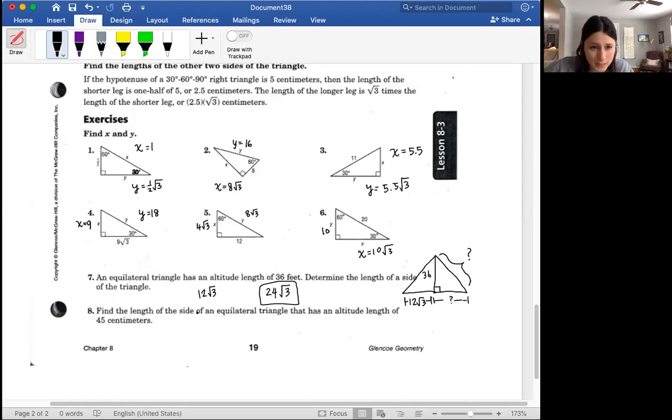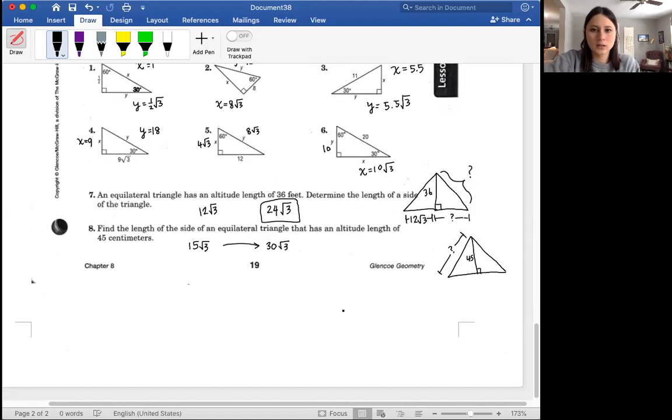All right, number 8. Find the length of a side of an equilateral triangle that has an altitude length of 45 centimeters. Okay, so here's our equilateral triangle. Here is the altitude, 45. And again, it's asking for the same thing. Find the side of an equilateral triangle. So the relationship between the long leg and the short leg is that times the short leg times square root of 3, but to work backwards, we could do this divided by 3, which would be 15 times square root of 3. And then to find the entire length, it would be that doubled, so 30 times square root of 3.